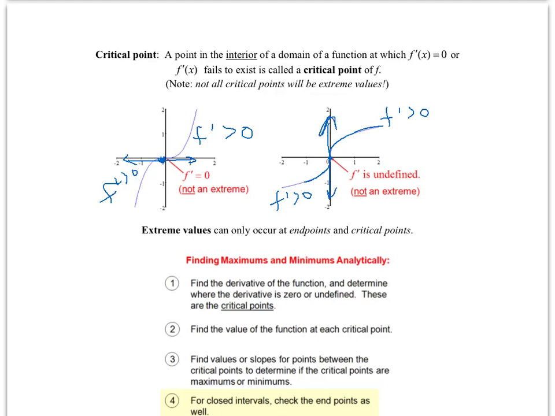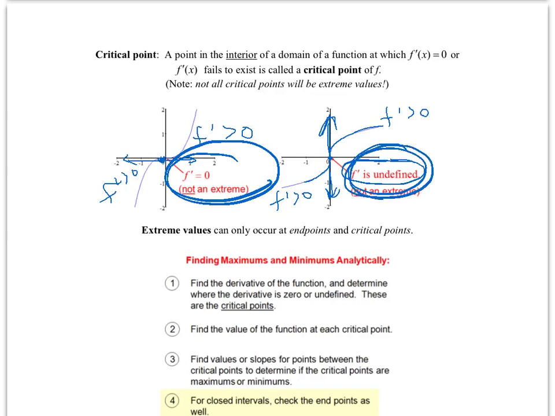The slope of a vertical line is not defined, hence f prime is not defined. But again, here's another location where it's not an extrema. So both of those are considered critical points because they're on the interior and the derivative either is 0 or is not existing. But neither one of those was an extreme value. So we're going to be talking about this a lot over the next couple days.